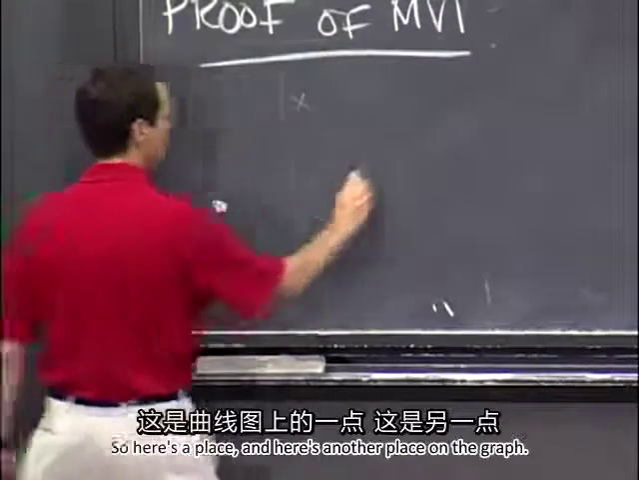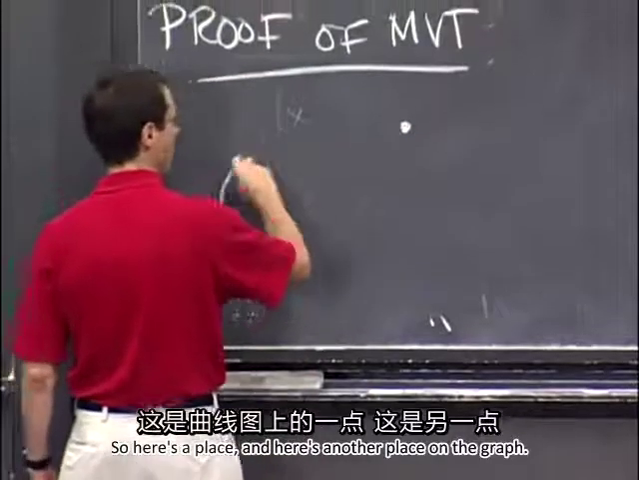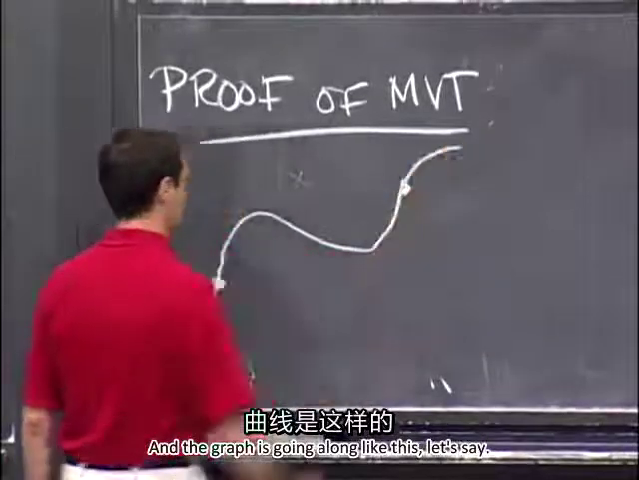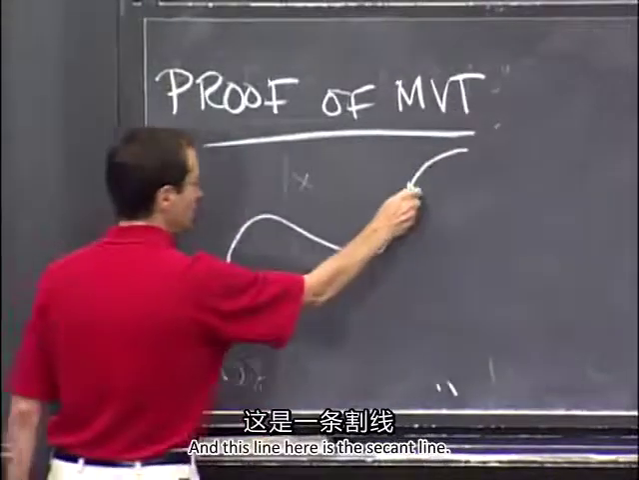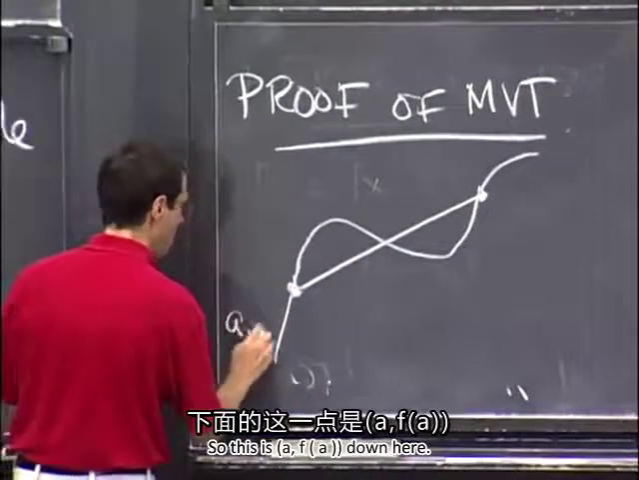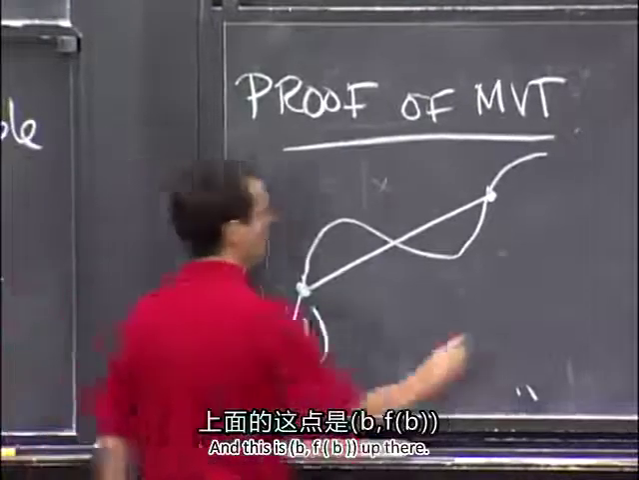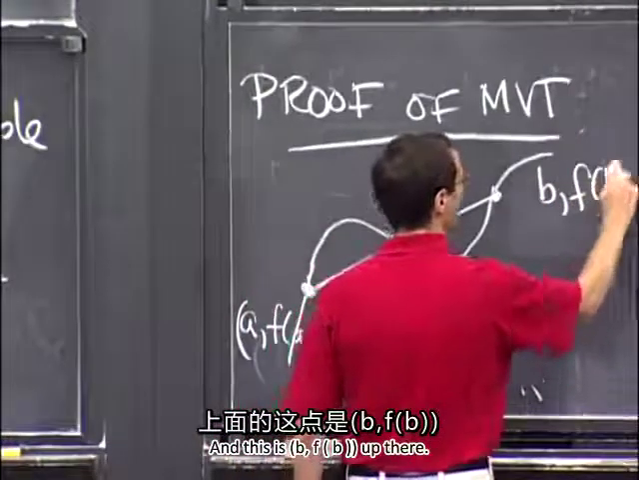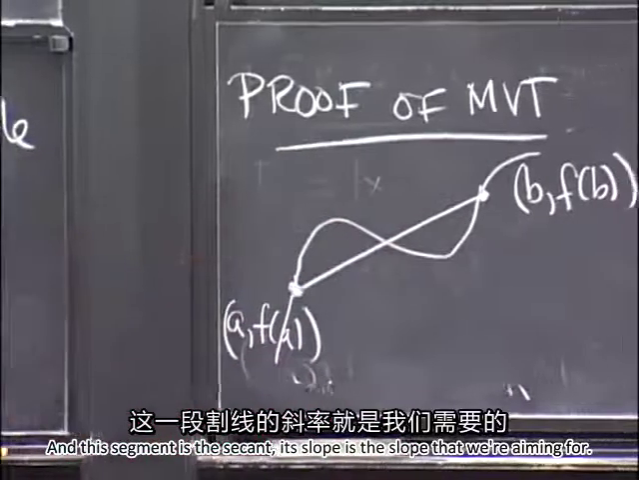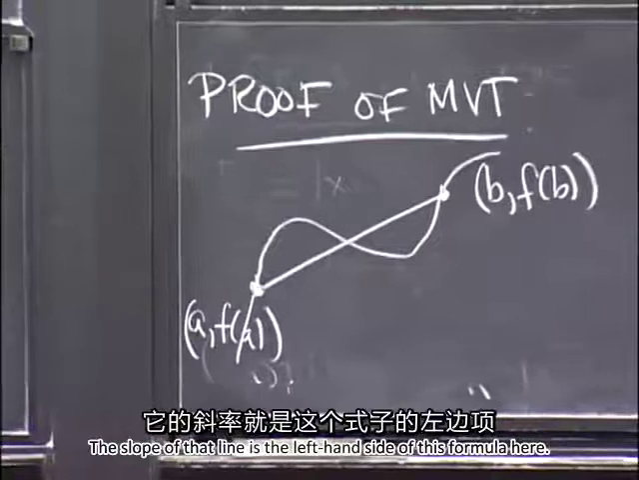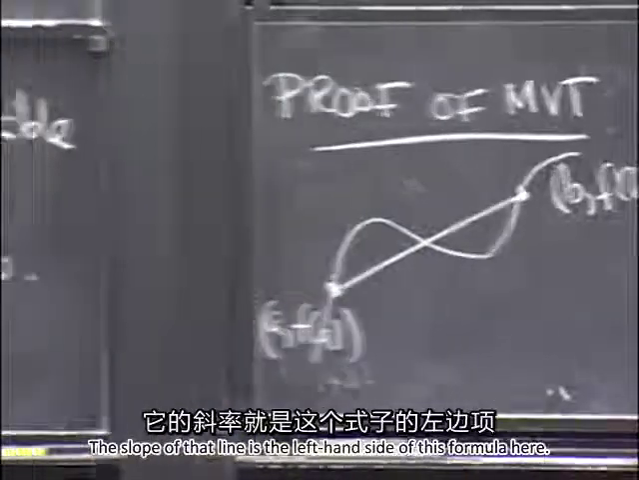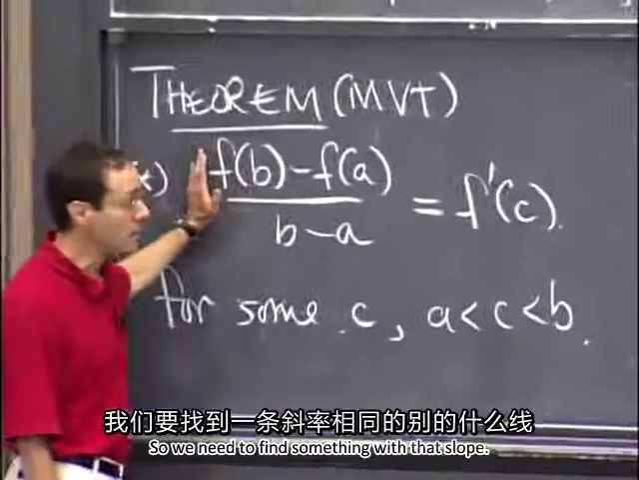So here's a place, and here's another place on the graph. And the graph is going along like this, let's say. And this line here is the secant line. So this is A comma f of A down here. And this is B comma f of B up there. And this segment is the secant, and its slope is the slope that we're aiming for. The slope of that line is the left-hand side of this formula here. So we need to find something with that slope.